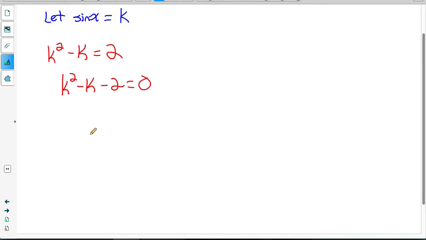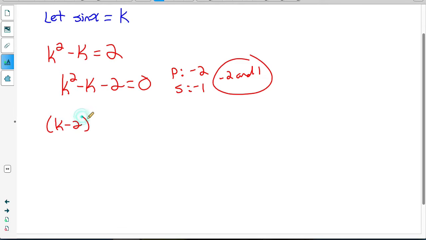This one is factorable. We're looking for numbers that multiply to the c value, so a product of -2, and add to the b value, so a sum of -1. And the numbers that satisfy that product and sum are -2 and 1. So we can split it into its factors: k minus 2 times k plus 1.